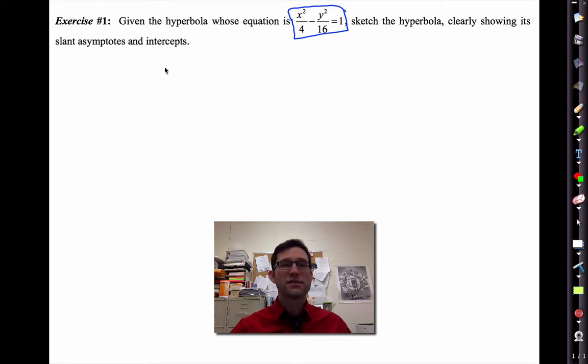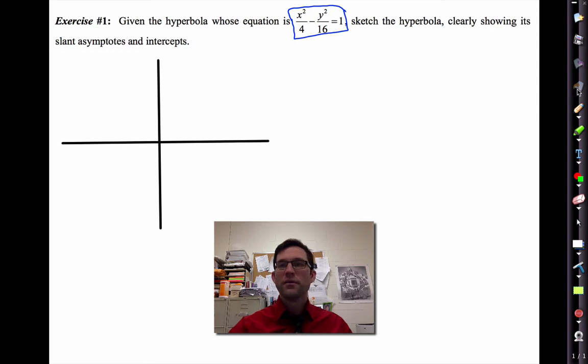I'm going to draw some axes just using the straight lines that this program offers me. All right, let's go back. So let's review how to do this. What I'm going to do is take this number below x squared, and take its square root. So that's going to be 2. And I'm going to go 2 units in both directions. Same deal here. I'm going to take the square root, which is going to be 4. And I'm going to go 4 units in the vertical direction.